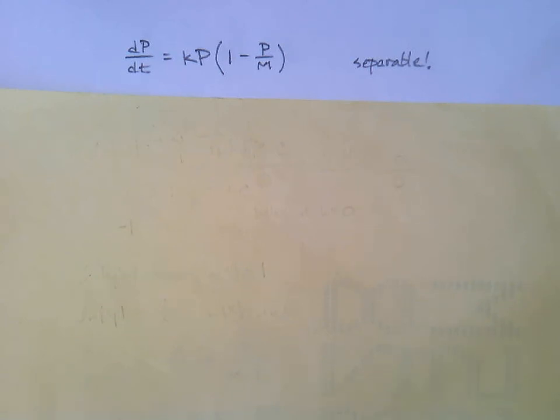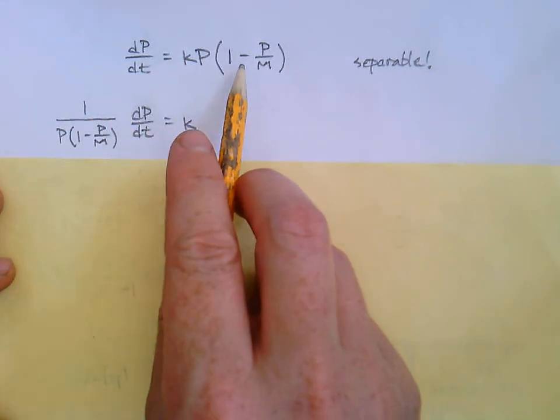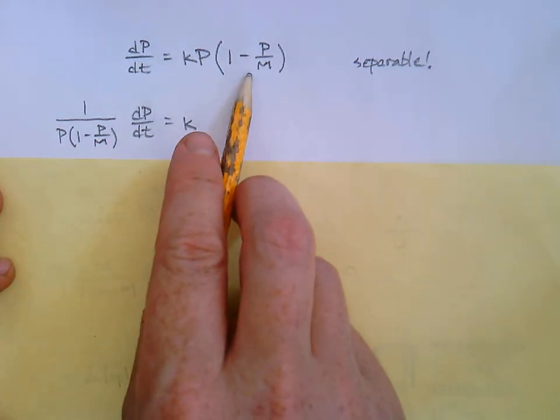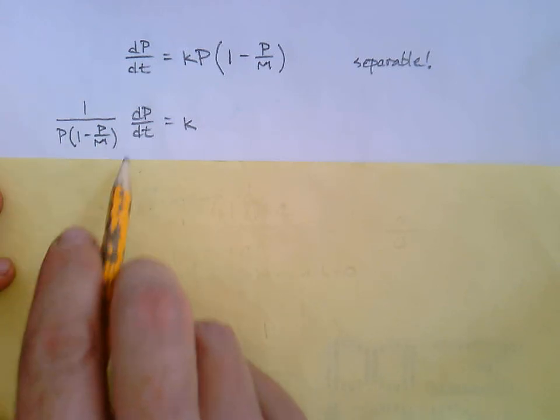So we want to separate the variables. We want to get all the P's on the left, and we want to get t's on the right. Well, there's no t's, but the dt is there. So let's begin. We're going to divide by P times 1 minus P over M. Notice I leave the k here on the left. I don't need to divide that. I'm just going to divide by P times 1 minus P over M.